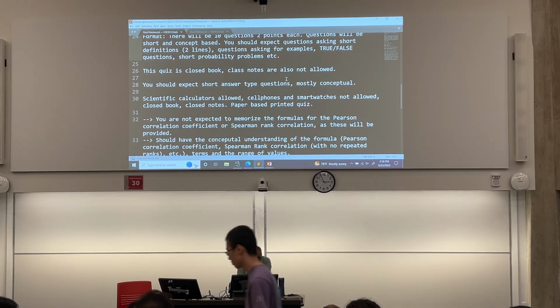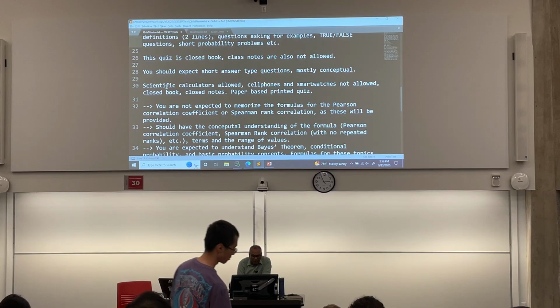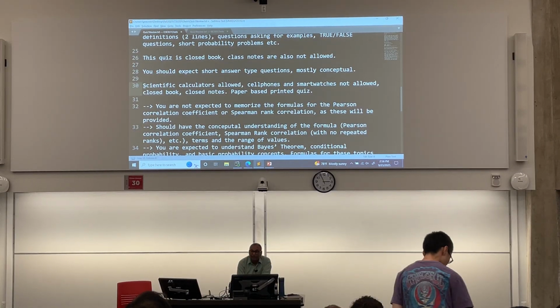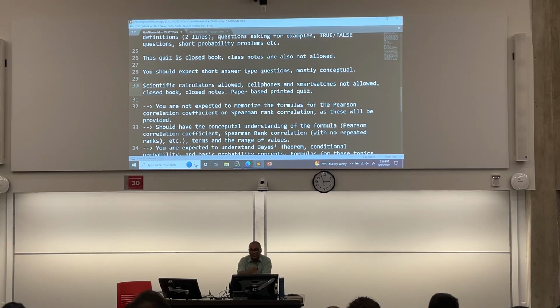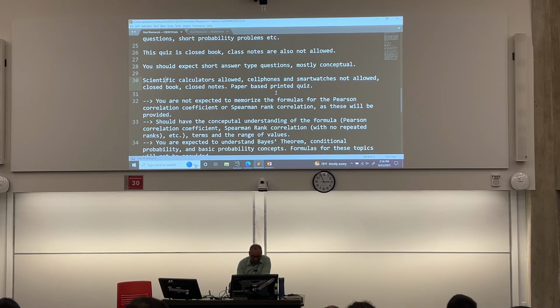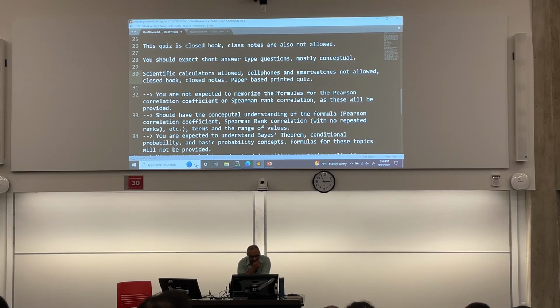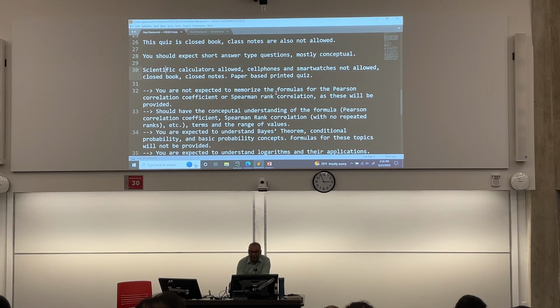The questions are mostly going to be conceptual. You can bring a scientific calculator, just in case you need to do some calculations. I will not allow you to use the phone, so for calculations, you should bring a calculator. Again the same thing: cell phones and smartwatches are not allowed. It's a closed book, closed notes, paper-based printed quiz. Any question?